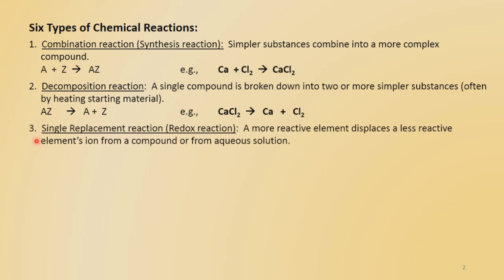A single replacement reaction, often called a redox reaction, is one in which a more reactive element displaces a less reactive element's ion from a compound or from aqueous solution. So A reacts with BZ and displaces B, forming AZ. For example, zinc metal reacts with copper(II) sulfate and displaces copper, forming zinc sulfate.